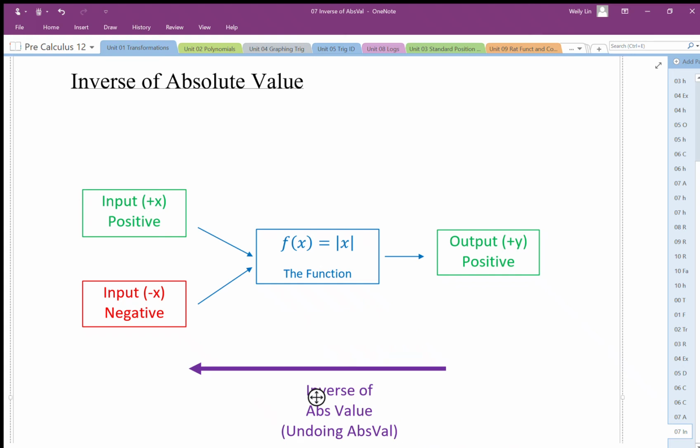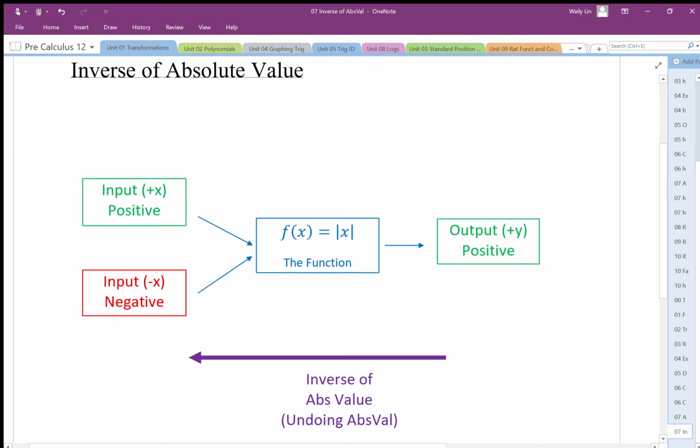So we want to look at the inverse of the absolute value function. When we look at the absolute value function, the absolute value will take a positive and output a positive, and it will take a negative input and output a positive as well. So that's what the absolute value function does. So how do we undo this?